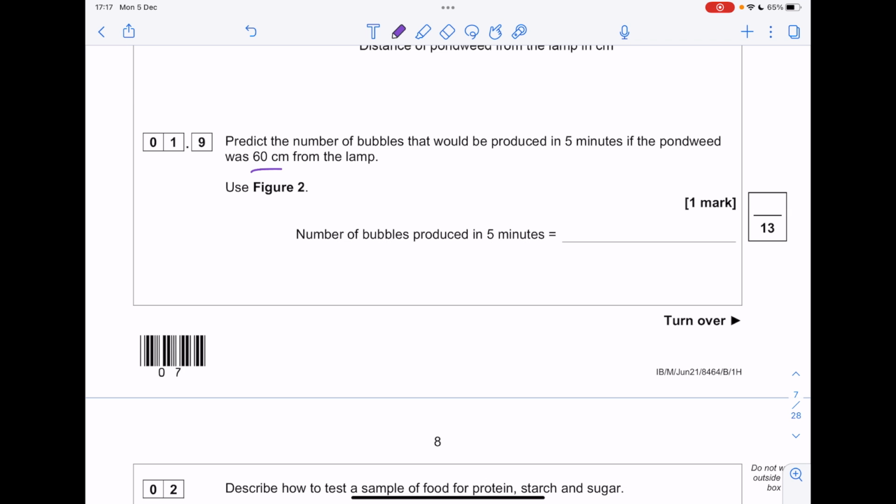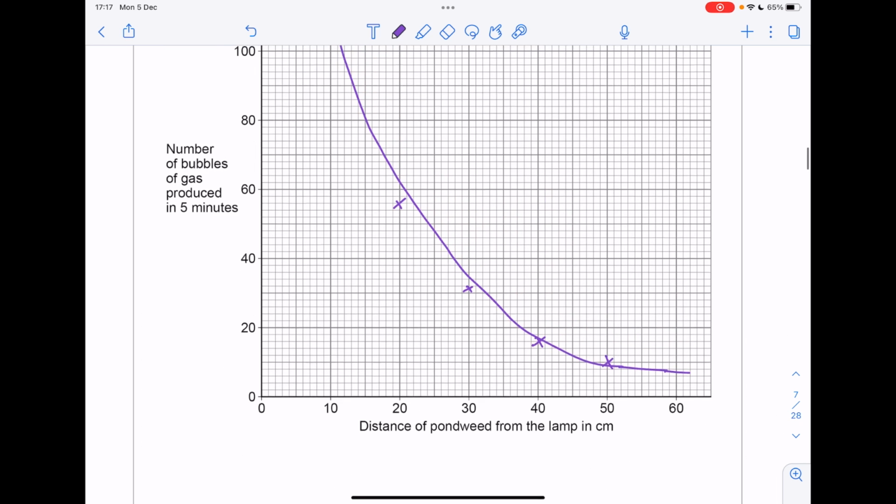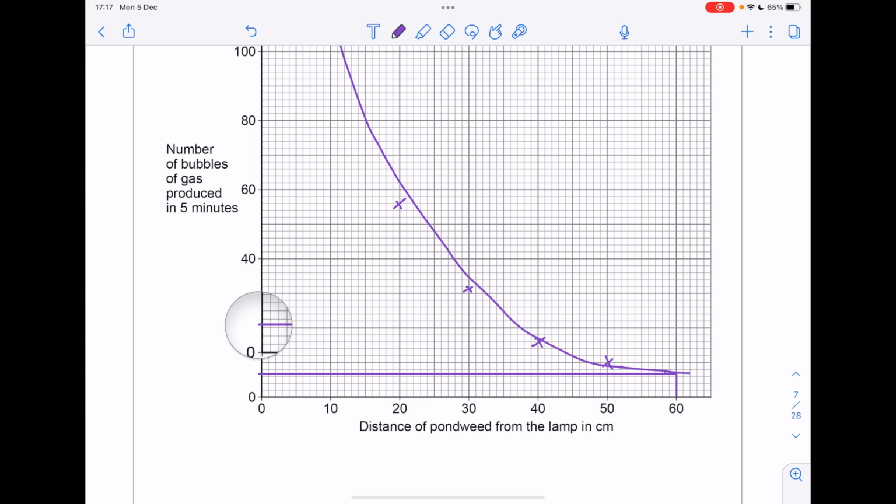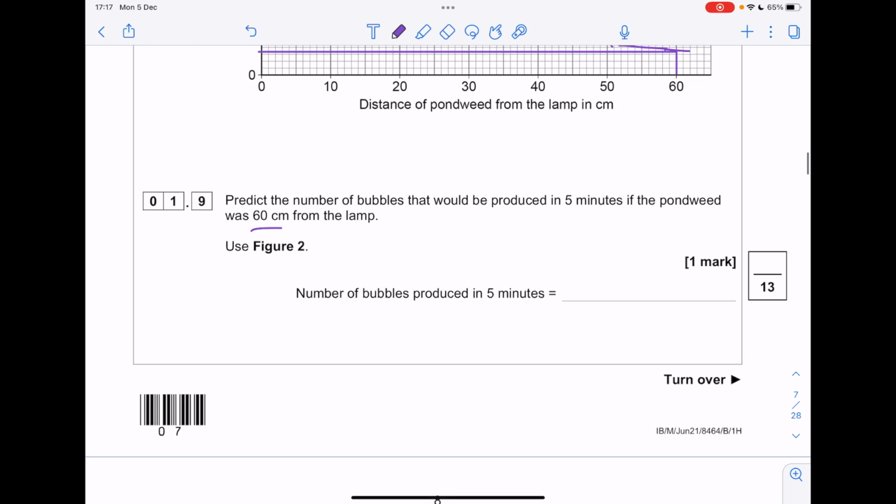Predict the number of bubbles that would be produced in 5 minutes if the pondweed was 60 centimetres from the lamp. That means I need to draw a line up here to where it hits my graph line and then read off on the y-axis. So you can see that that is around 7.